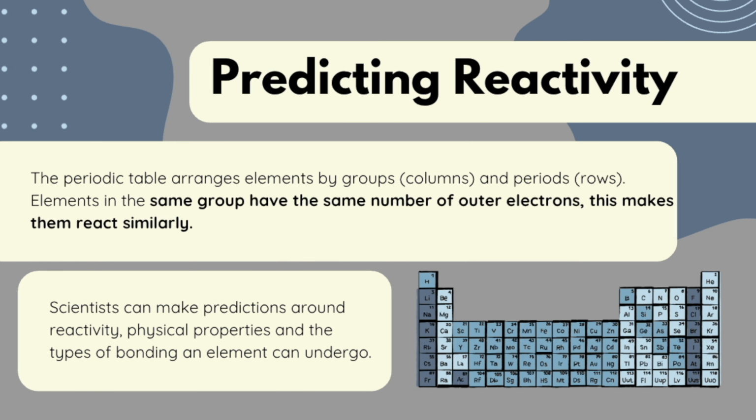The periodic table is a great tool for predicting how elements behave. Elements in the same group have the same number of outer electrons, so they tend to react in similar ways. This helps scientists make educated guesses about reactivity, physical properties, and bonding types.